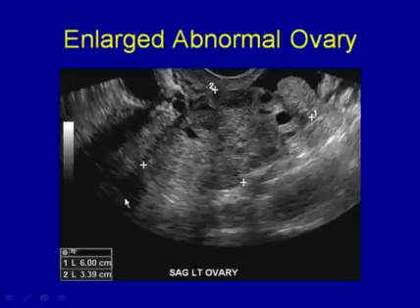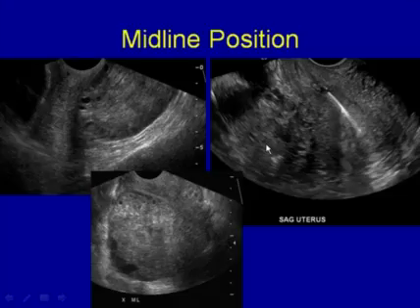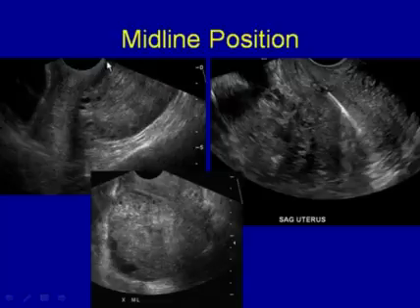Here is an enlarged abnormal ovary, and by enlarged I mean over 5 centimeters in length. You can see the follicles are pushed peripherally, and you can see echogenic stroma centrally. Midline position, very, very important. So this is a patient, you can see here's a transvaginal probe sitting up against the uterus. This ovary is in the midline directly posterior to the uterus. Again, these displaced follicles, very large ovary.